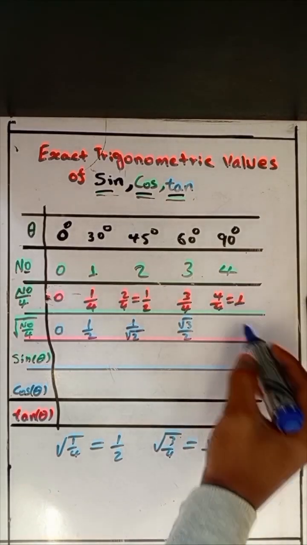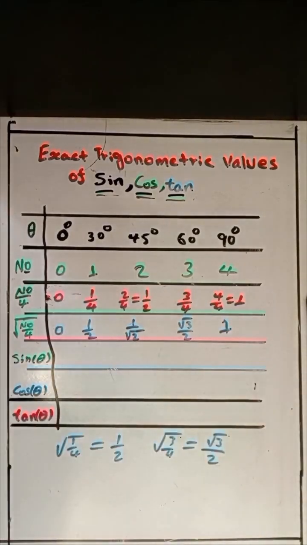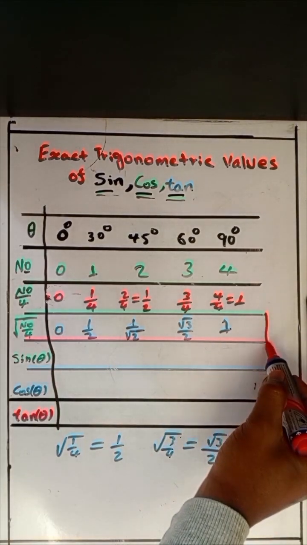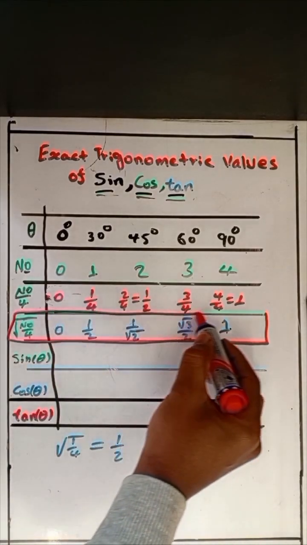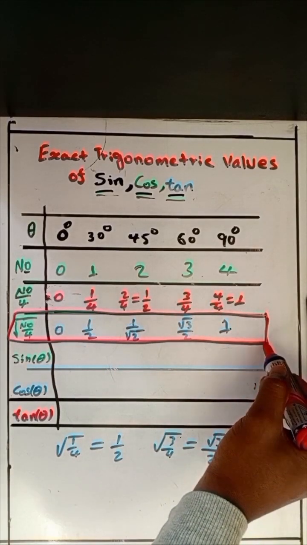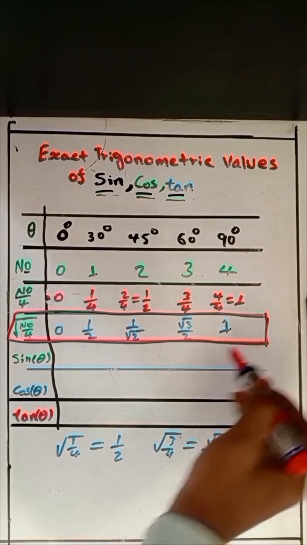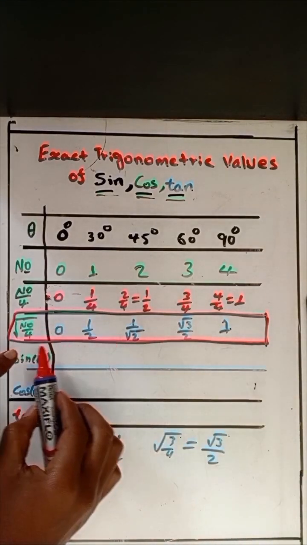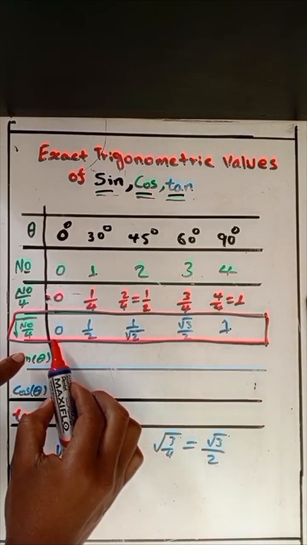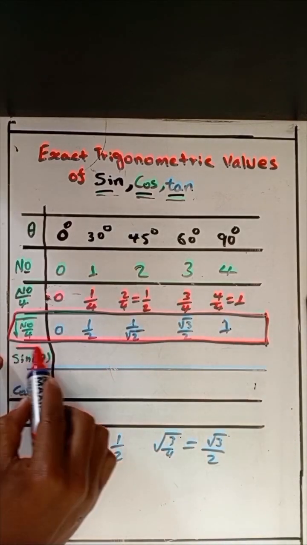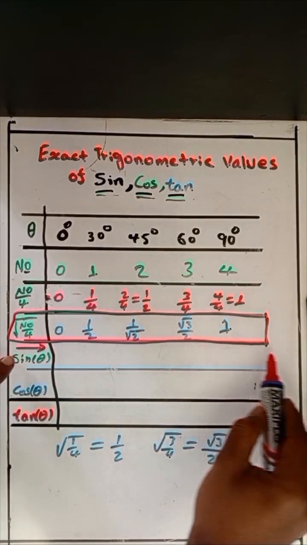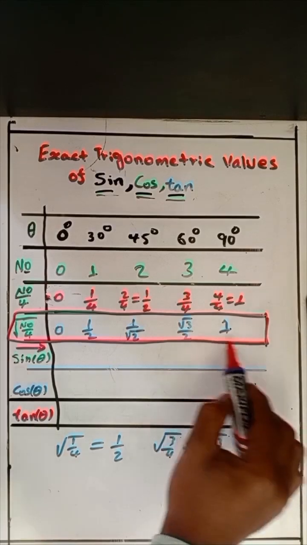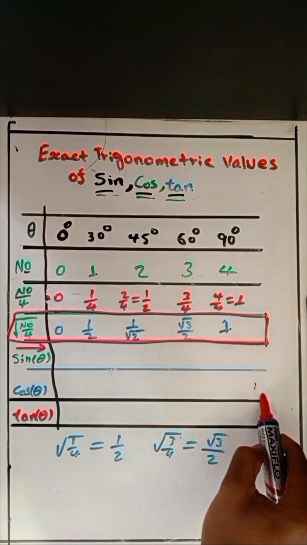And the last one is square root of 1 is 1. Now we reach the very important row, which is the square root row, because this row indicates the sine and cosine values, and similarly for the tangent value we use this row. When we take from left to right, the values indicate the sine value. When we count from right to left, it indicates the value of cosine.